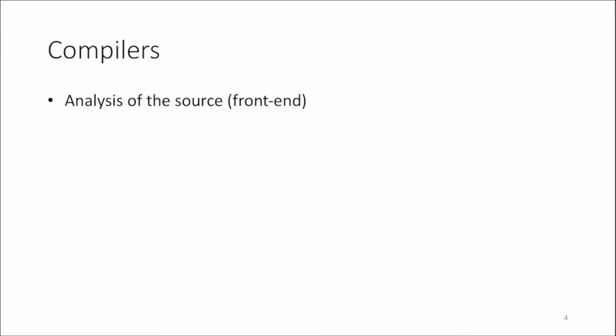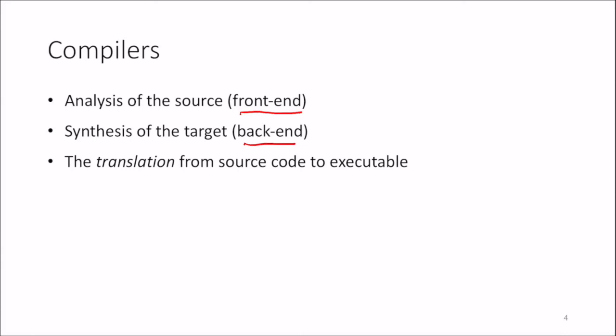So compilers can be split up into two main parts. The front end, which is analyzing the source code and producing a kind of representation that is then exploited to synthesize the code or do the code generation. That part is called the back end. So the front end is responsible for all the source code analysis, and the back end is responsible for the code generation and optimization. So you can think of it as a translation task, from a source code to an executable.